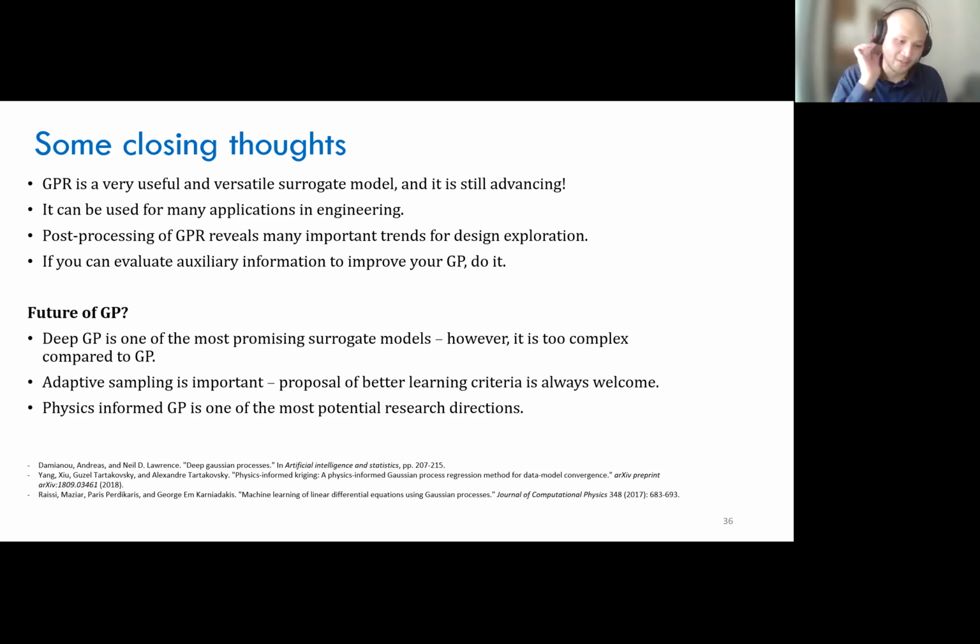This is also one of my current research directions: we want to incorporate physical information into our Gaussian processes by changing the kernel functions or maybe also the trend function. So I believe that physics-informed Gaussian processes is one of the most promising research directions. And that is the end of my presentation.